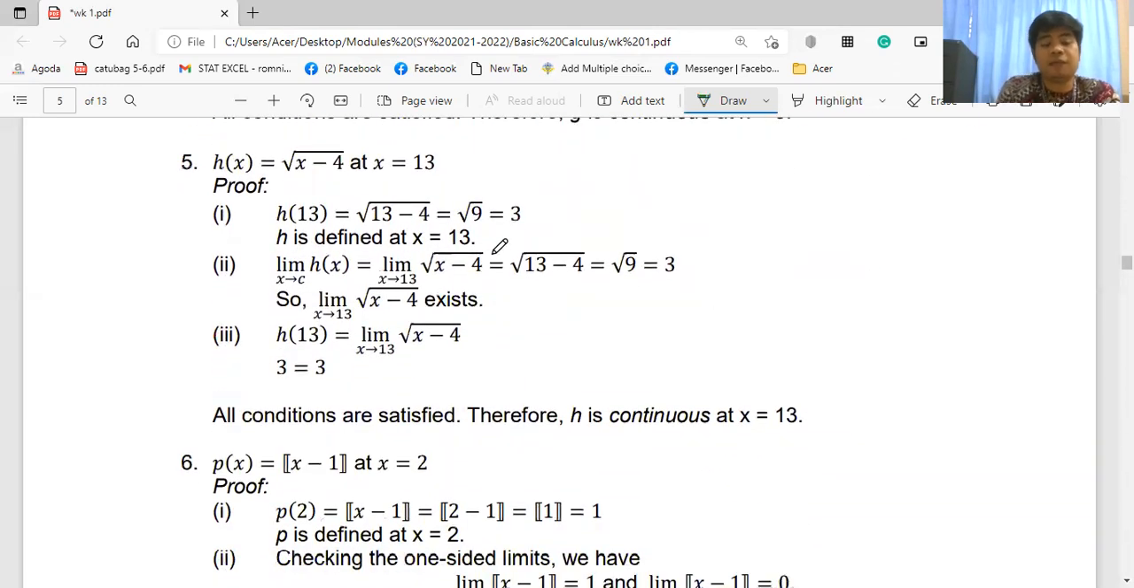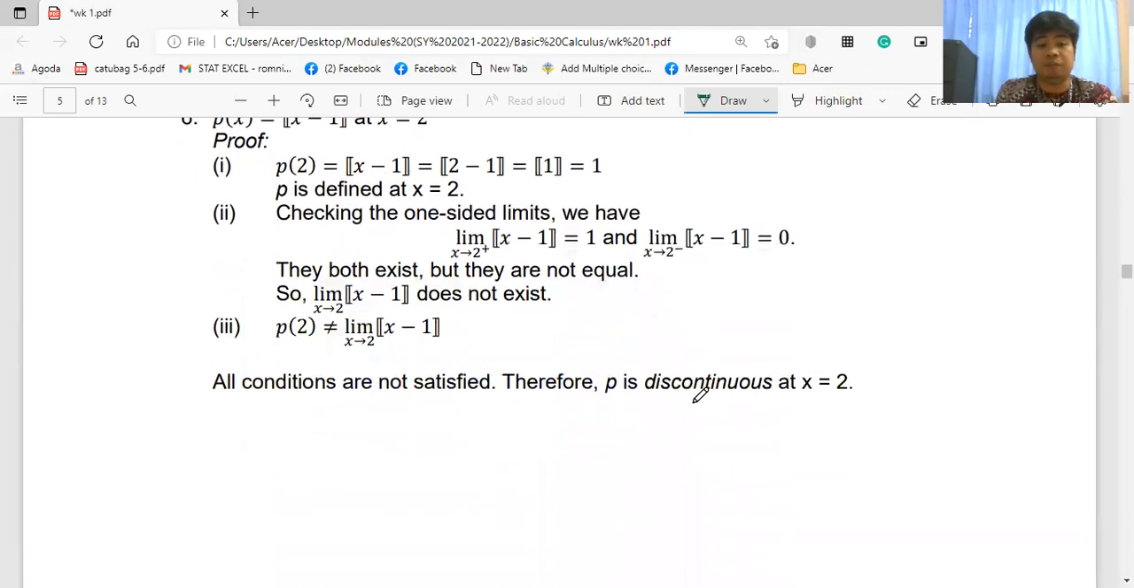Okay, number 5 is the radical function. h of x is equal to the square root of x minus 4 at x equal to 13. Substituting 13 for x will give you the square root of 9, and that gives you 3. Both have the same value for evaluating the function h of 13 and in the limit process. Hence, we can say that the continuity is true at x equal to 13.